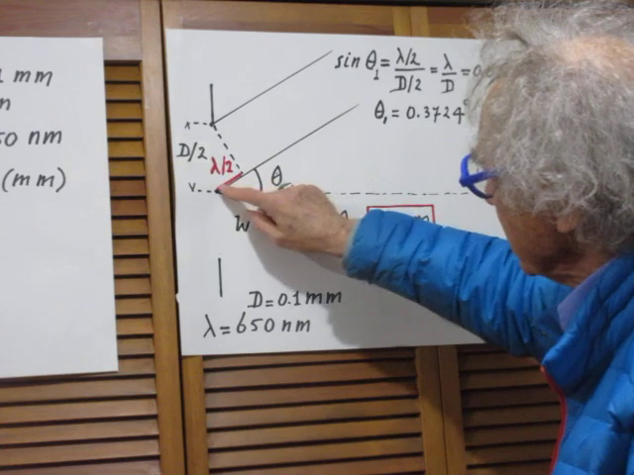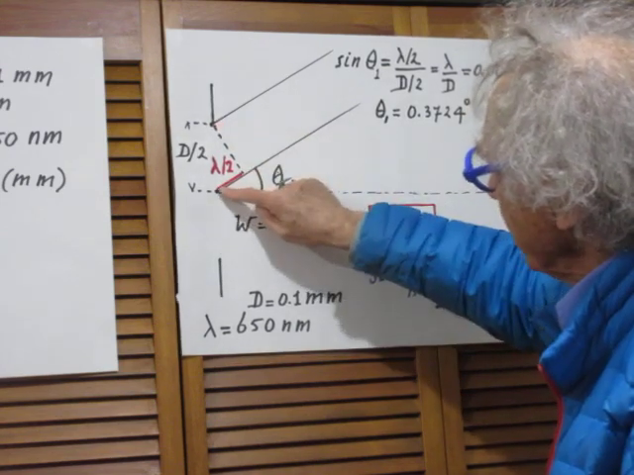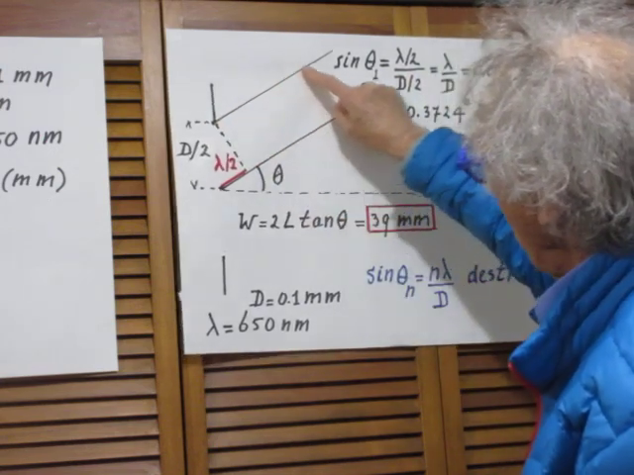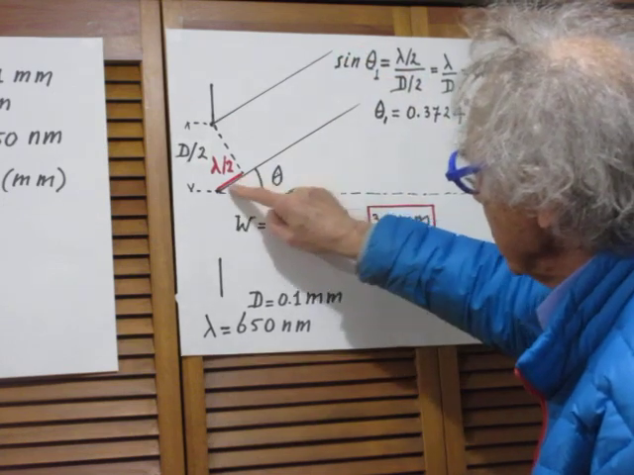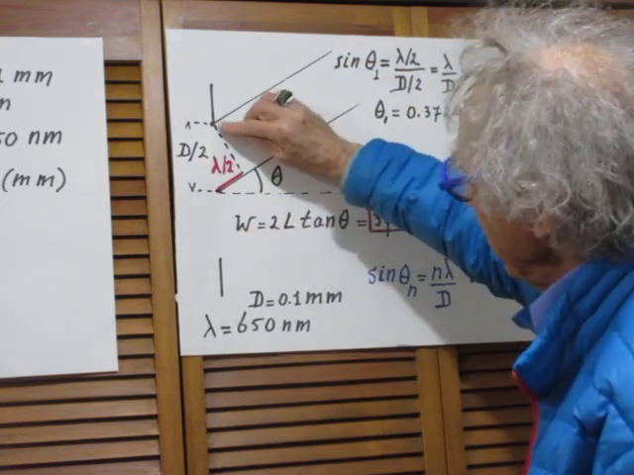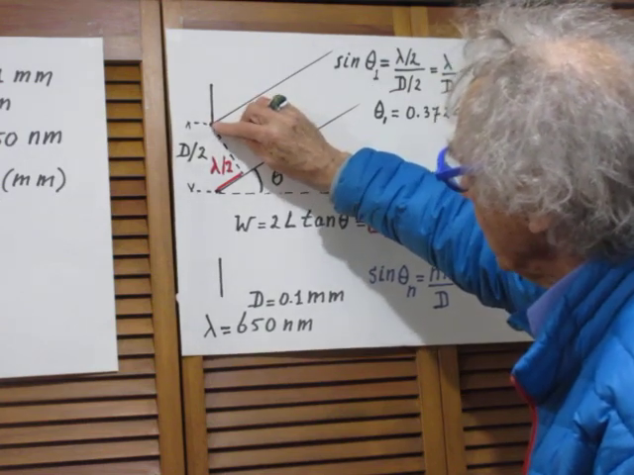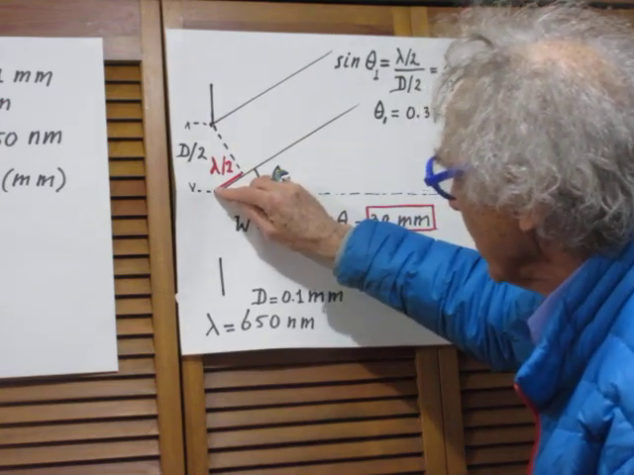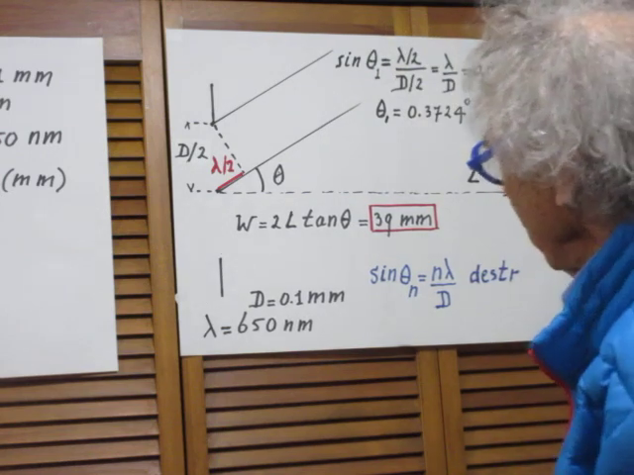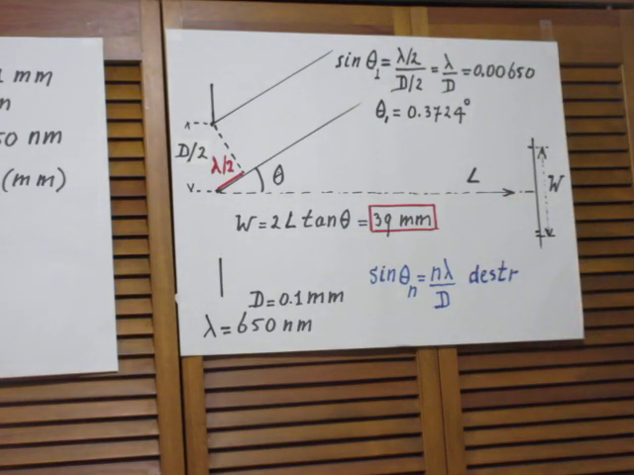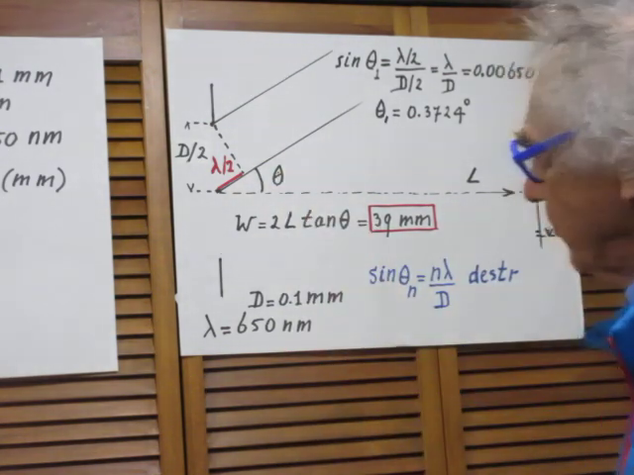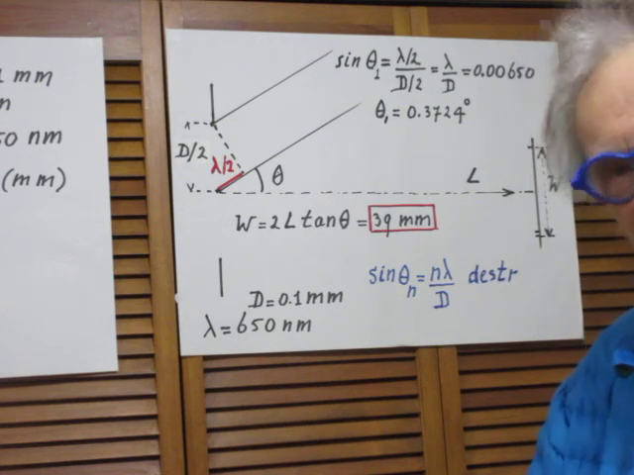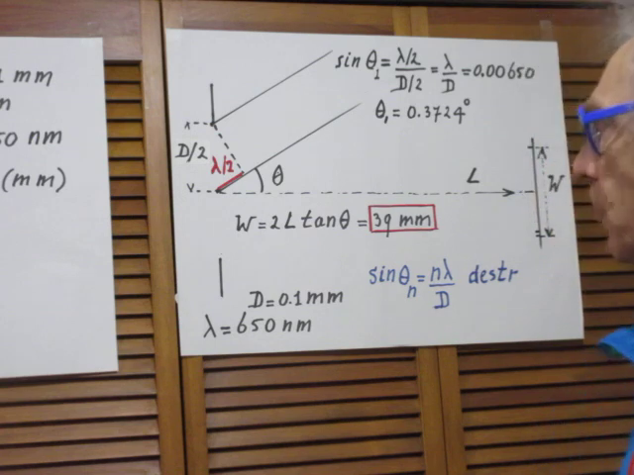If this distance, which is the difference in the distance to the wall in this direction and the distance to the wall in that direction, is lambda over 2, this teeny weeny little light point, we call them Huygens sources, and this teeny weeny little Huygens source will destructively interfere when they reach the wall, because the path difference is half a wavelength. That is equivalent to a 180 degree phase change. So the sum of them is zero.